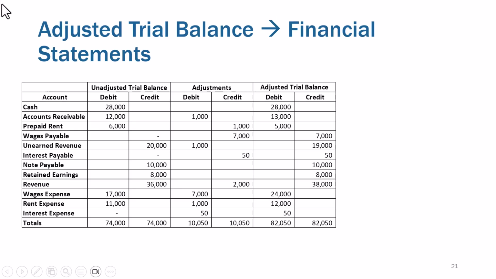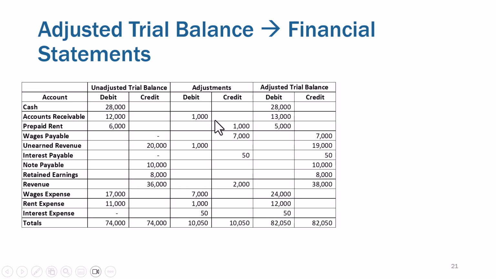So this is what your adjusted trial balance looks like. You remember your unadjusted trial balance had $74,000 of debits and credits? Well, what I just did is I took the 4 adjusting journal entries that we had and I put them into the adjustment column. We can see that they total up to $10,050.